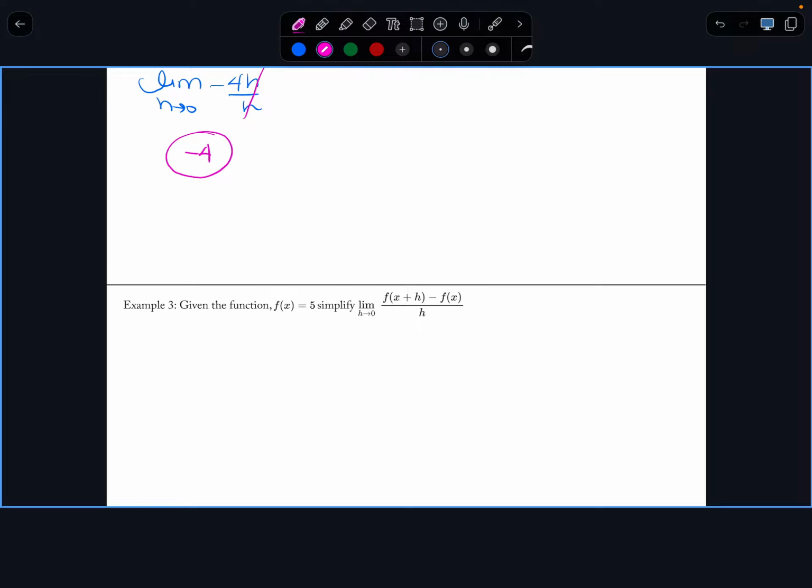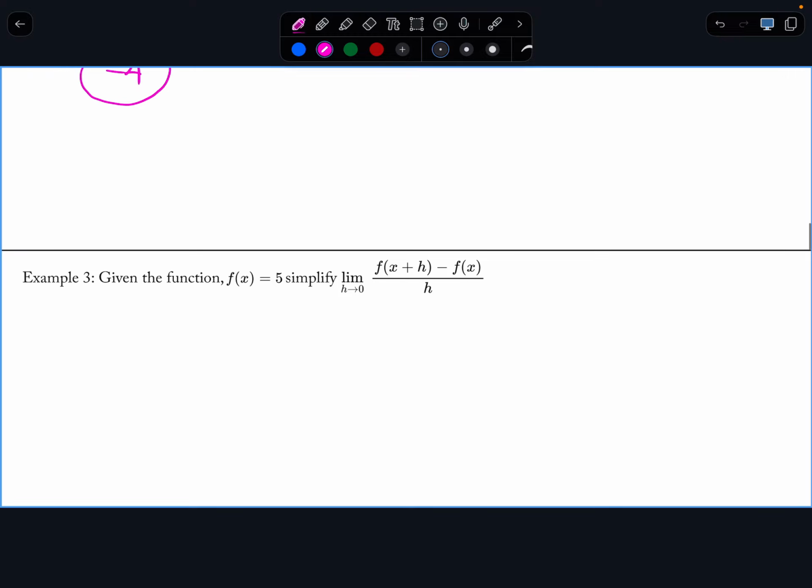Well, I'm taking my x plus h and I'm plugging it in for x, but if there's no x, I can't do anything with it. So all I'm left with in my first term, this x plus h term, there's no x, so I'm just left with 5. That's it. I can't really do anything with it. Minus f of x, which is just also 5. And then still divided by h.